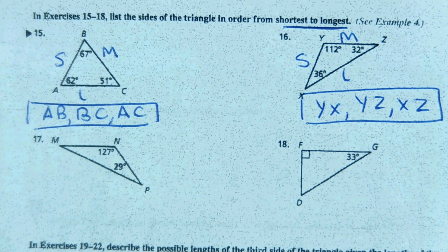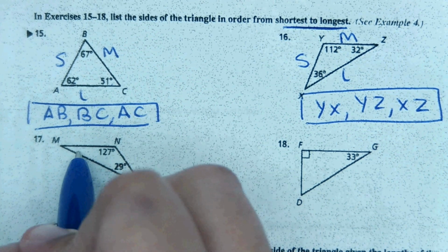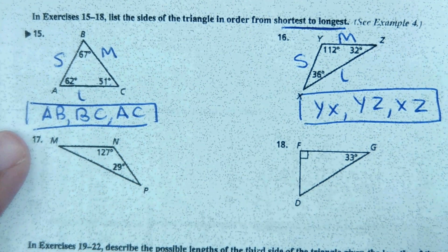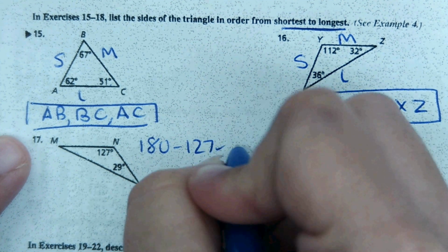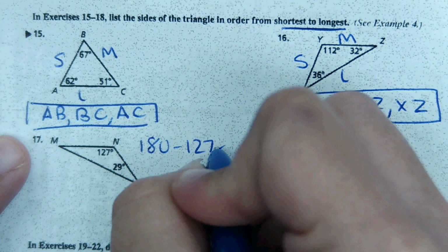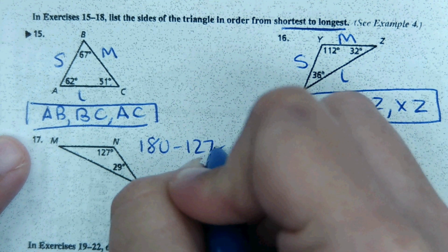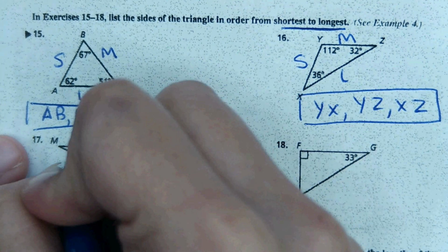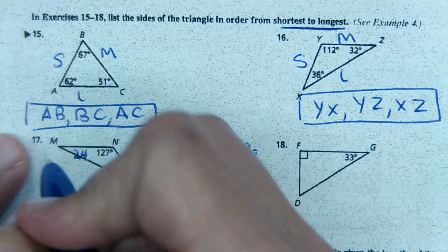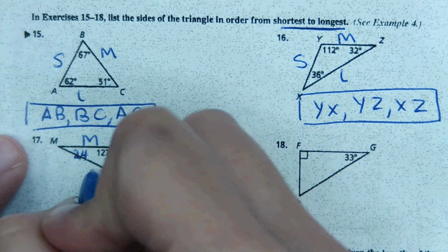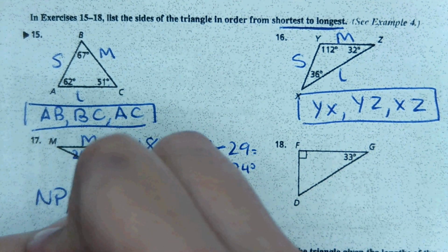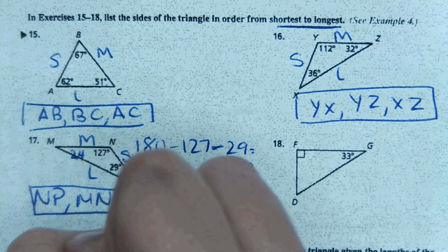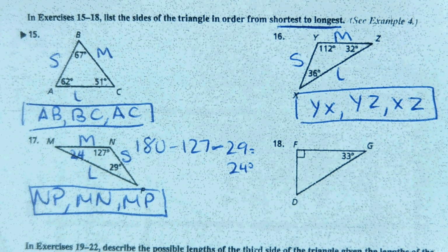And 17, they add one more step in there. They don't show you the third angle. So as you know, the three angles of a triangle add up to 180. So you'd have to do 180 minus 127 minus 29 equals 24 degrees. So this would be 24 right here. That is the smallest angle. So the side opposite that would be the shortest, then medium here, and then long. So N, P, M, N, M, P.